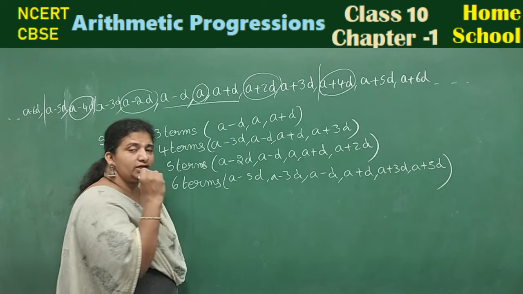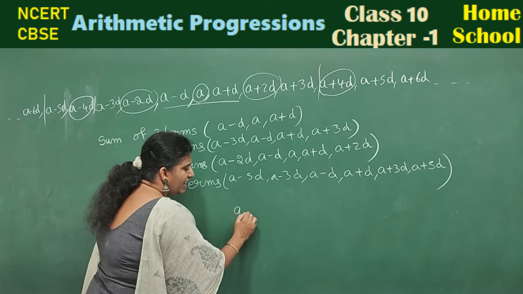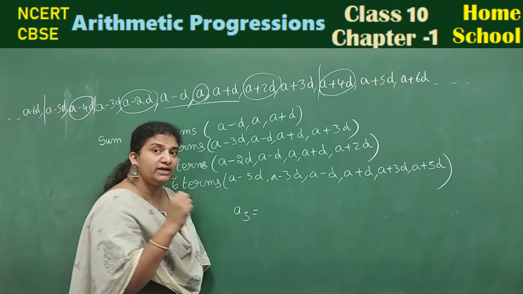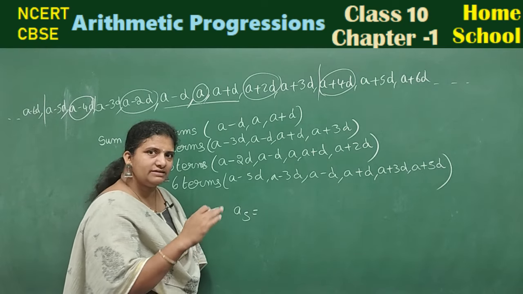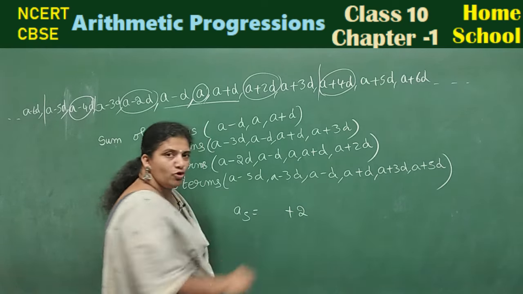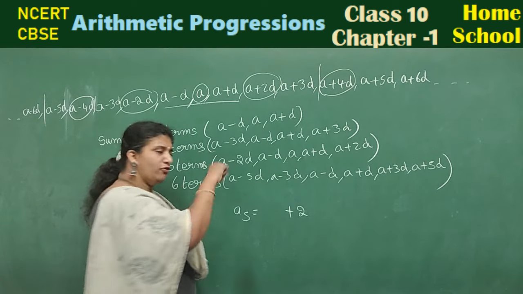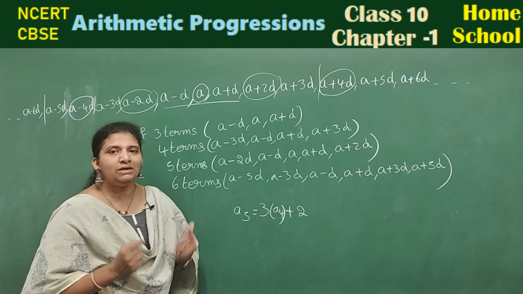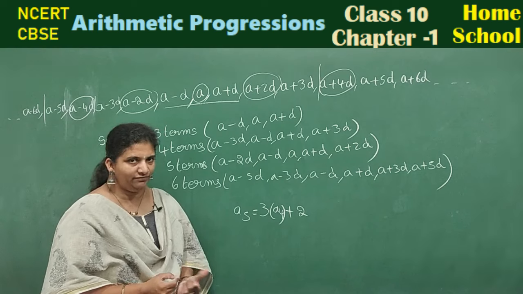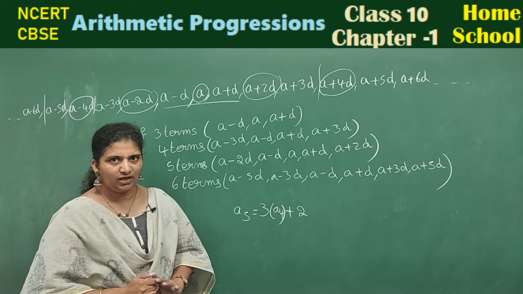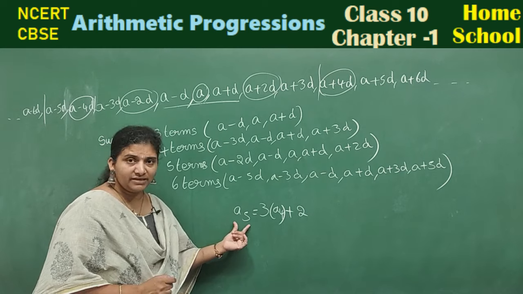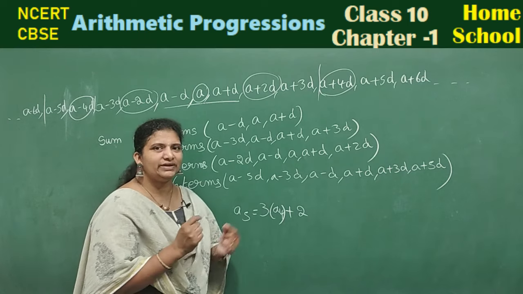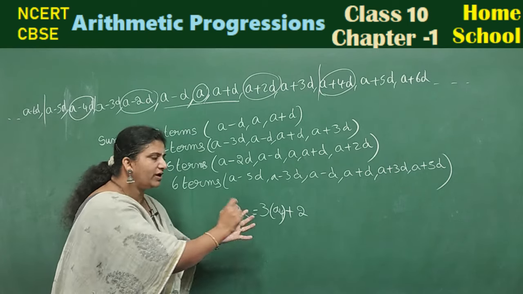Suppose there is a statement: the 5th term, 5th term means A5, is equal to 2 more than 3 times the fourth term. When the word 2 more comes, more means add 2. So 2 more than 3 times the fourth term. When you have a problem in this manner, try to understand the question carefully. Okay? The fifth term is 2 more than 3 times the fourth term. Like this, you need to split the question and frame the equation.